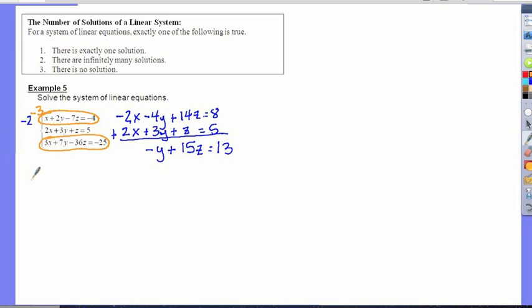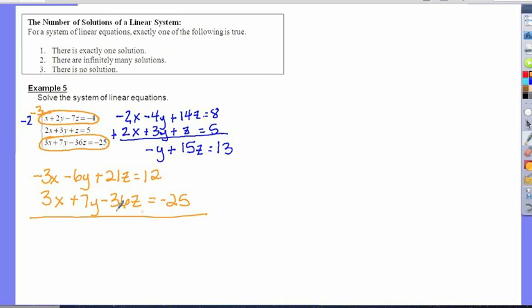So let's try that. Okay, so that's going to be -3x minus 6y plus 21z equals 12. We didn't do anything to this bottom one. We're just going to leave that. 3x plus 7y minus 36z equals -25. Okay, add those. X's are gone. 1y minus 15z equals -13.